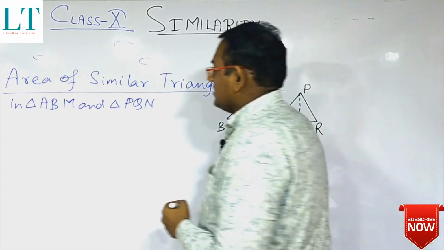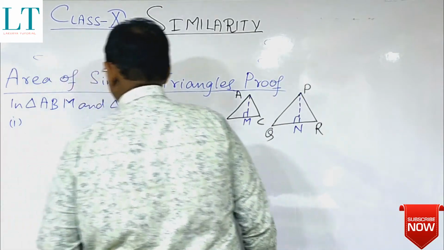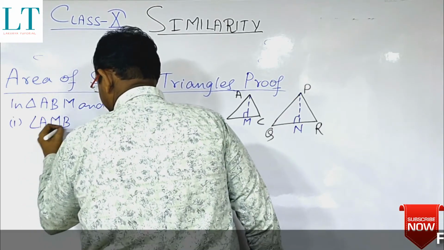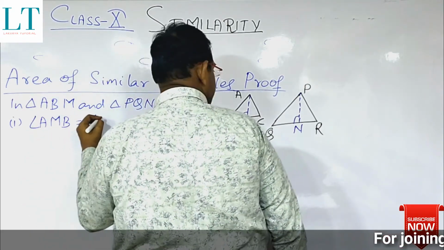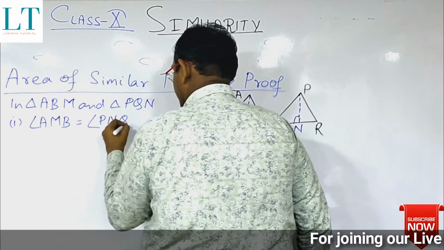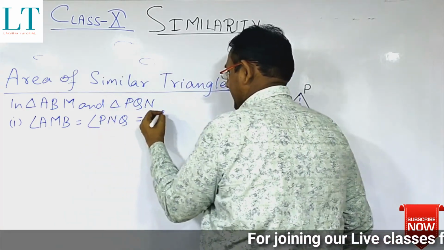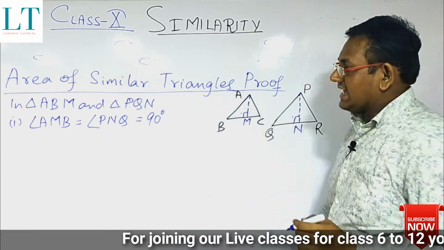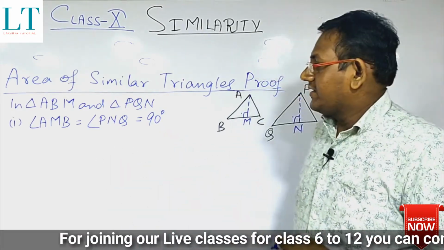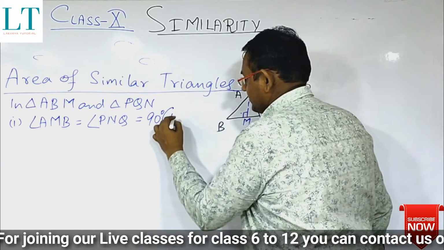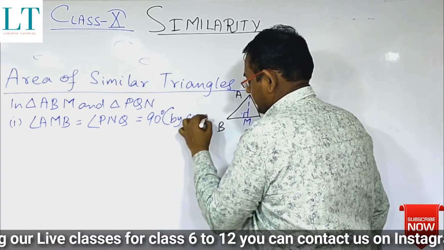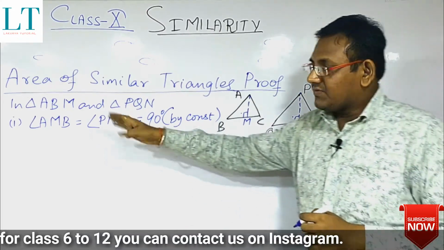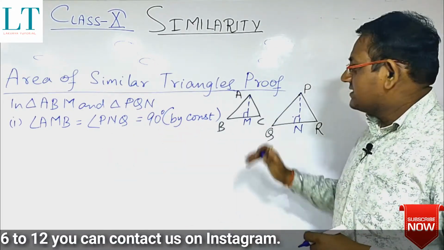In these two triangles, the first point is angle AMB is equal to angle PNQ is equal to 90 degrees. So the first thing that we are saying is that this angle is equal to this angle, that is equal to 90 degrees over here. Or let me write this as by construction, in short. So this is the first point. Now let us start with the second point over here.